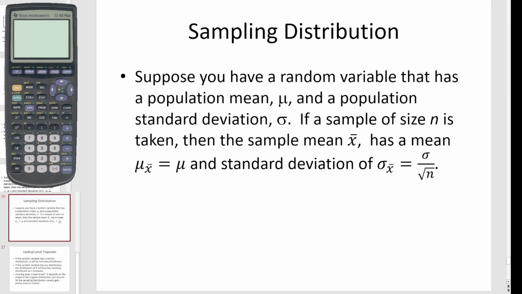Suppose you have a random variable that has a population mean mu and a population standard deviation sigma. If a sample of size n is taken, then the sample mean x bar has a mean mu sub x bar equal to mu and a standard deviation sigma sub x bar equal to sigma divided by square root of n. So here we're looking at the way in which the sample mean is distributed.